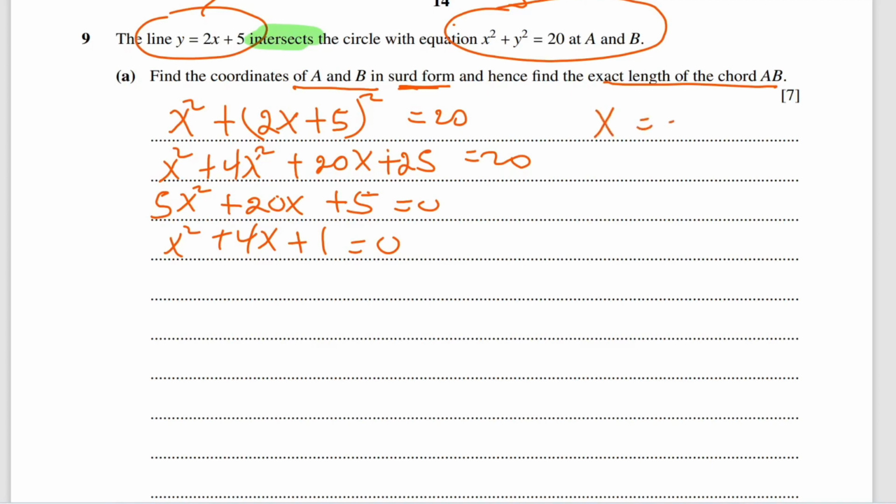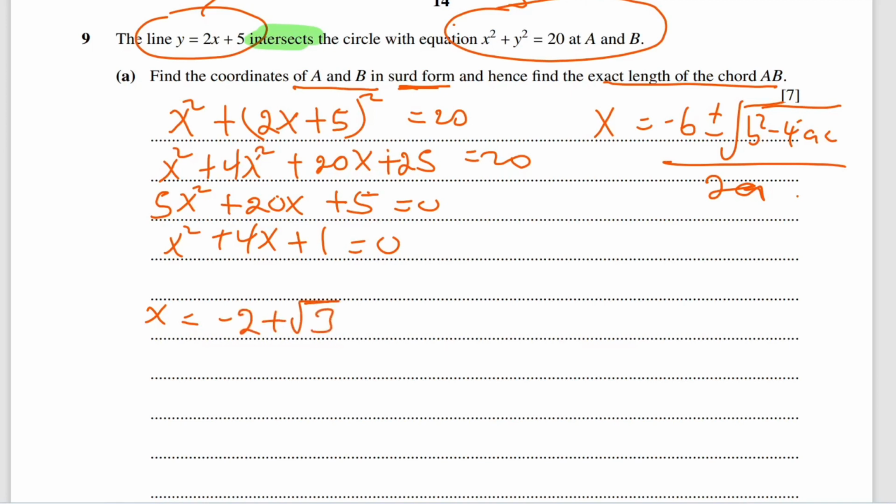Once they said in the surd form, you are going to use the quadratic formula, that x is equal to negative b plus or minus the root of b squared minus 4ac all over 2a. You're going to use this formula. But I'm not going to do that. I'm just going to use a calculator to solve it, because I'm not in the exam room. But you can't afford to do that in the exam room. You really have to go through it to gain all your necessary marks.